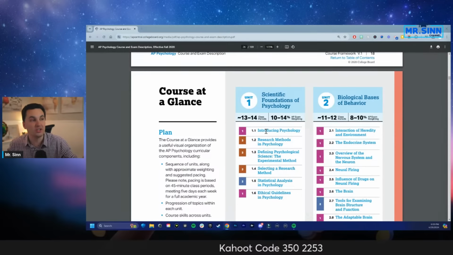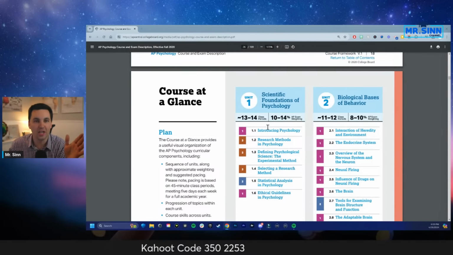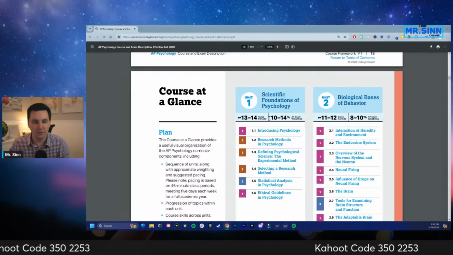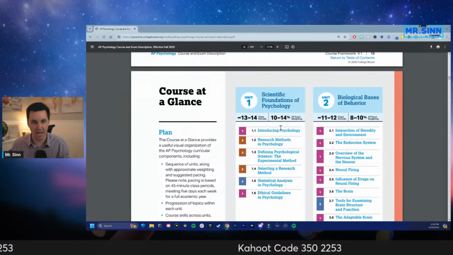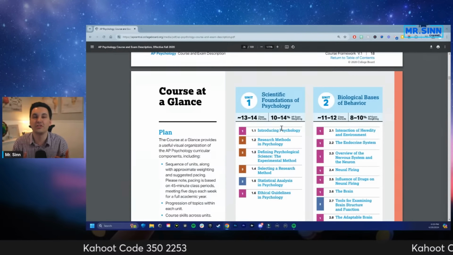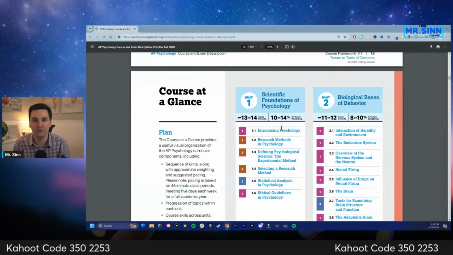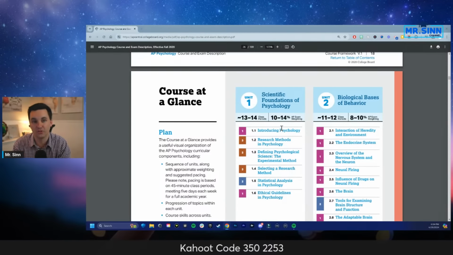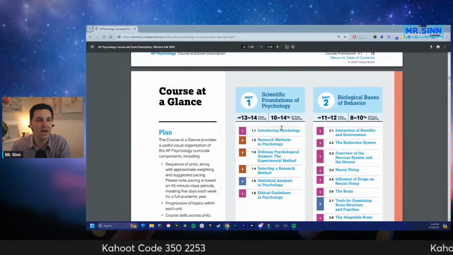If you haven't looked at this document yet, we are in Unit 1 today that we're going to be reviewing. We're talking about scientific foundations of psychology. This is about 10 to 14% of the exam, but a lot of the concepts in here actually connect to other units, particularly some of the significant figures, historical figures. They come up a lot in other units. So just because this isn't maybe the highest percentage doesn't mean that this content is not important.